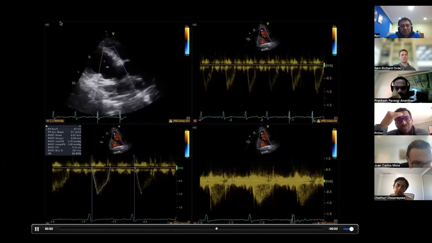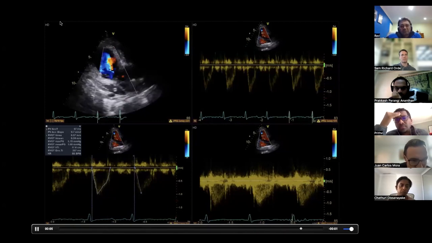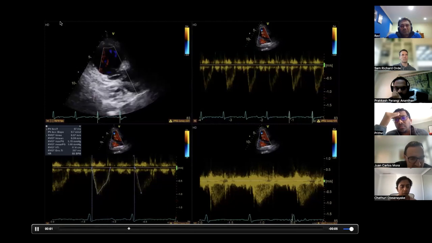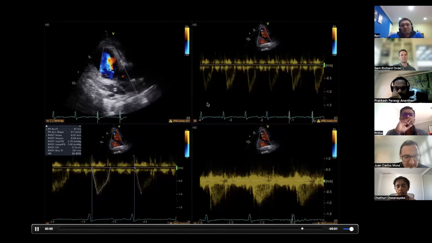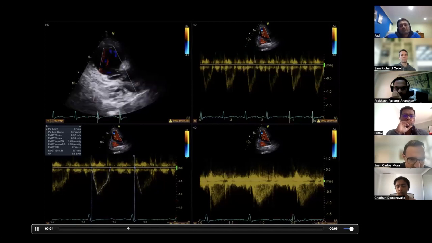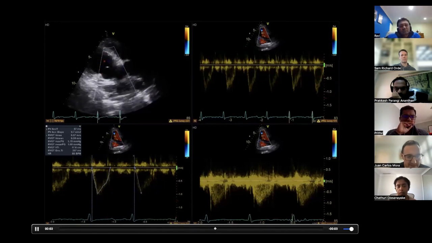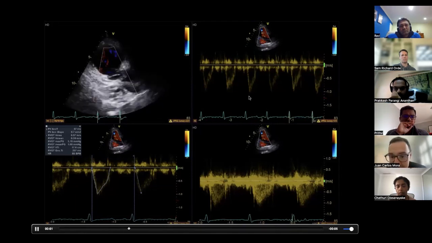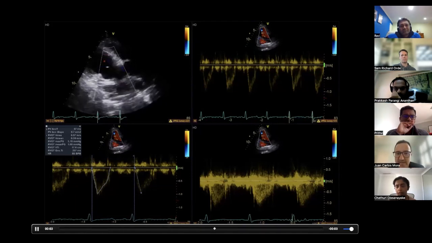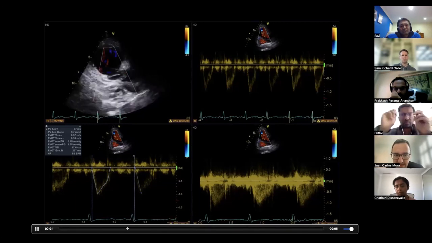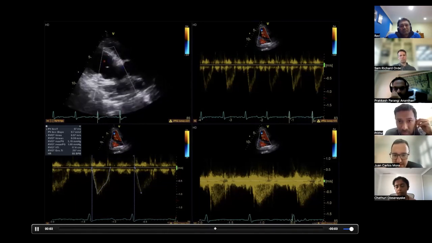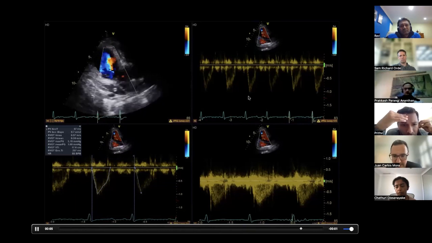So PTI is acceptable. The pulmonary valve acceleration time is shortened, which obviously suggests increased pulmonary vascular resistance. There's no mid-systolic notch. Oh, sorry, apologies. There is mid-systolic notching of the pulse wave Doppler, further supporting the theory that there's increased pulmonary vascular resistance, suspicion of pulmonary hypertension.